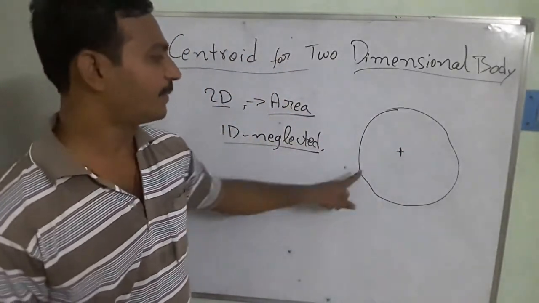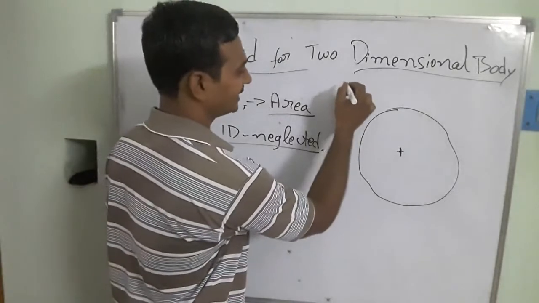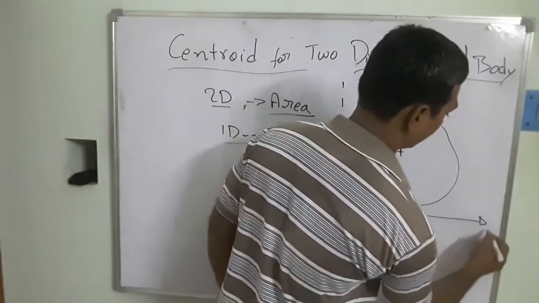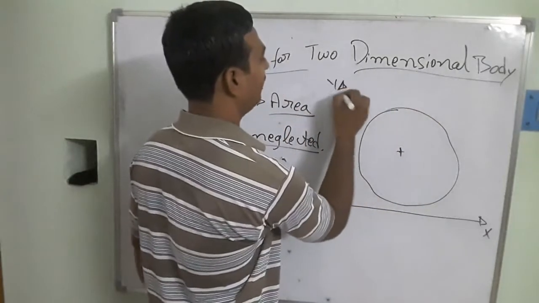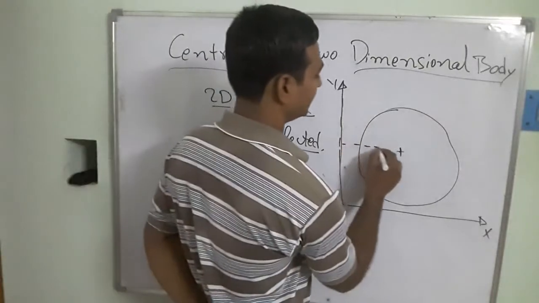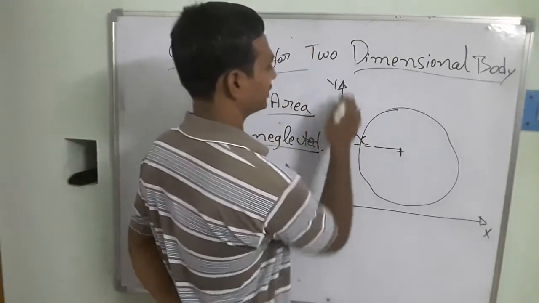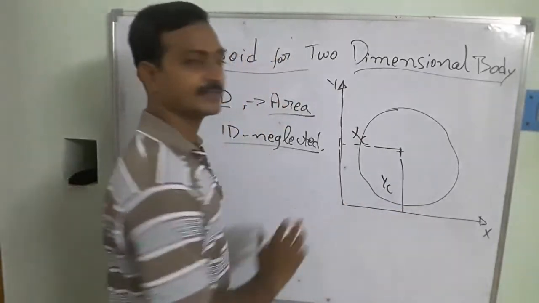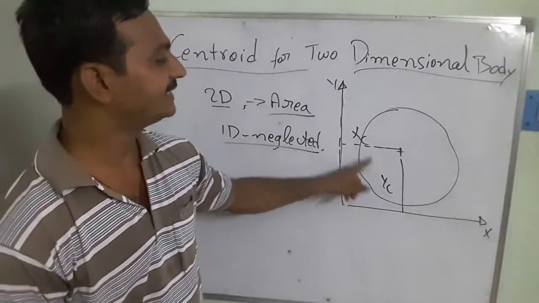First I am taking the x-axis as well as the y-axis. This is the x-axis and this is the y-axis I have taken. Now I am assuming the centroid is at a distance of xc with respect to the y-axis and yc with respect to the x-axis. So how could we find out xc and yc?